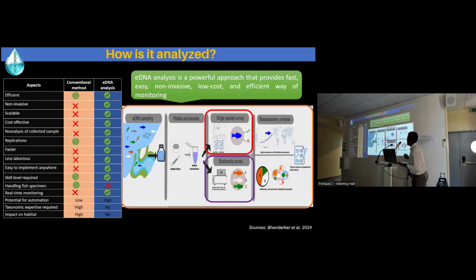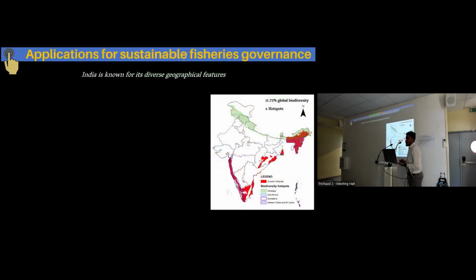So these are the methodologies, what we call eDNA methodology. And you can see here what the advantages are when we compare with the conventional method. As we know, India is known for diverse geographical features, from the highest rainfall region to desert as well. So monitoring these resources is difficult.